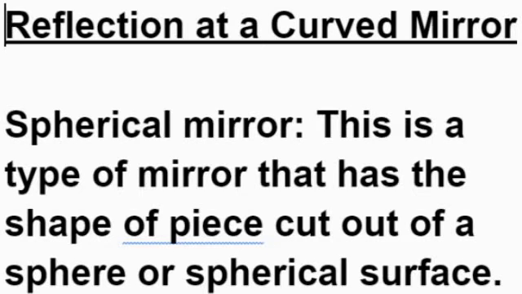A spherical mirror is a type of mirror that has the shape of pieces cut out of a sphere or a spherical surface. So as soon as we have a type of mirror in the form of some part or pieces of a sphere or a spherical surface, then that mirror is said to be a spherical mirror. An example of this mirror is the rear view mirror of a car.